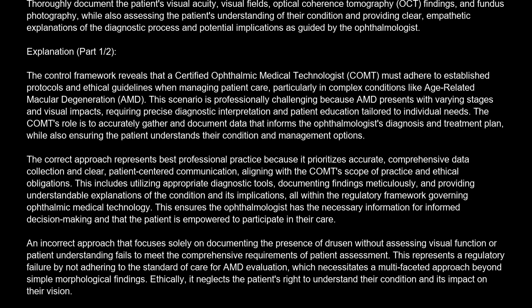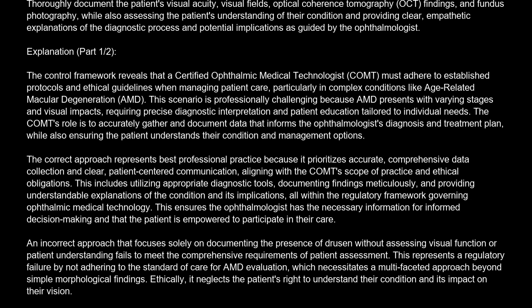ethical guidelines when managing patient care, particularly in complex conditions like age-related macular degeneration, AMD. This scenario is professionally challenging because AMD presents with varying stages and visual impacts, requiring precise diagnostic interpretation and patient education tailored to individual needs. The COMT role is to accurately gather and document data that informs the ophthalmologist's diagnosis and treatment plan, while also ensuring the patient understands their condition and management options.